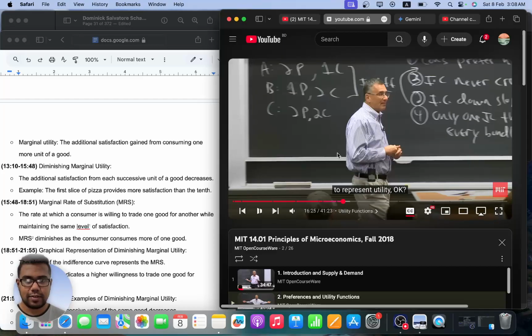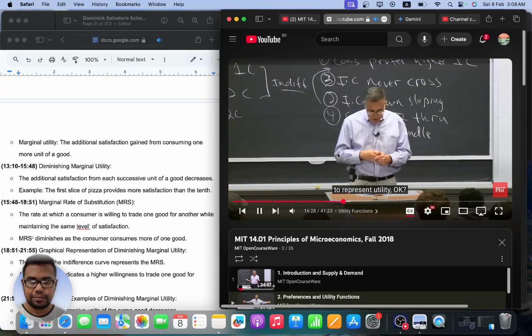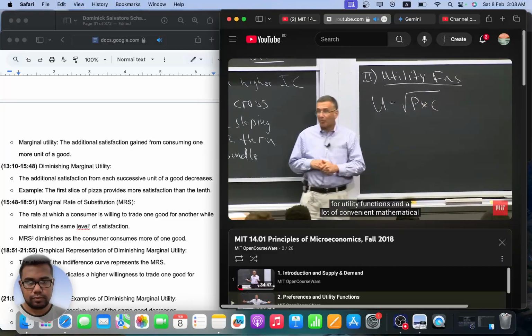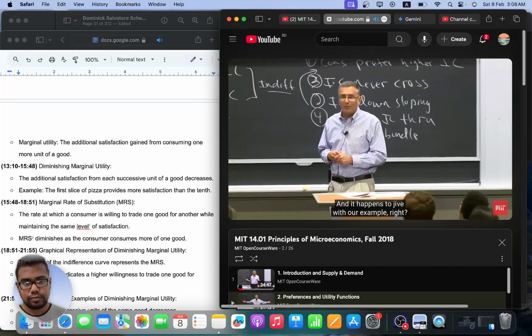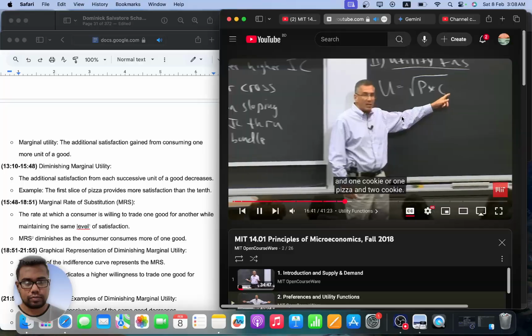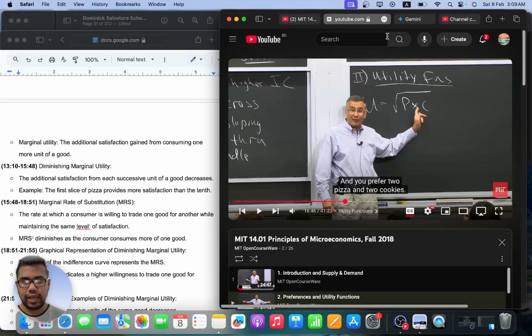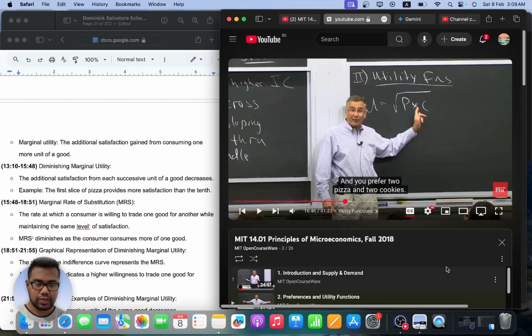Who cares? Utility. Okay? What this would say, this is convenient. We'll end up using the square root form a lot for utility functions, as it has a lot of convenient mathematical properties. And it happens to jive with our example, right? Because in this example, you're indifferent between two pizzas and one cookie, or one pizza and two cookies. They're both the square root of 2.